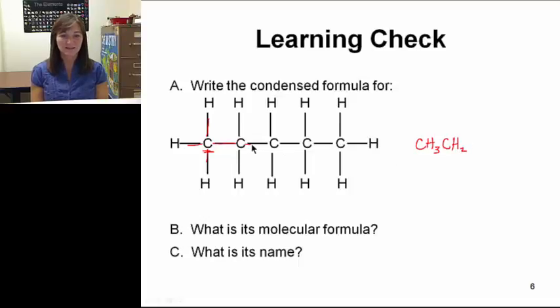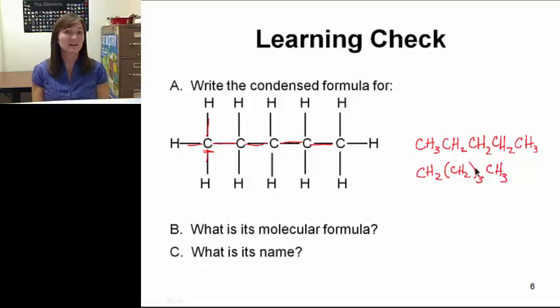Then I move to the next carbon, and once again there are 2 hydrogens on that carbon. Then I move to the next carbon and I have another CH2. And when I move to the last carbon, that's a CH3. So your hydrocarbon chains are always going to start off with CH3 and end with CH3. Another way you could have done this condensed structure is to put your CH2s together in parentheses. How many CH2s do I have? I have 3 of them, and then I have my CH3. So either of these is an acceptable answer for a condensed structural formula.